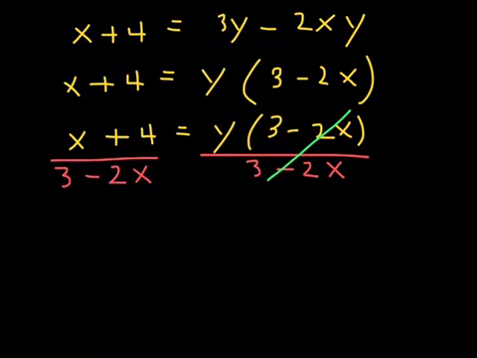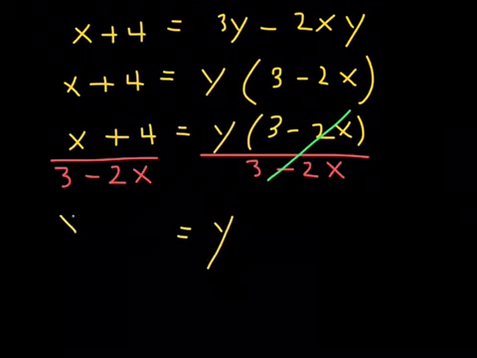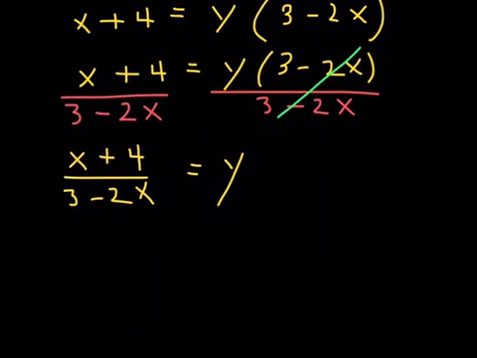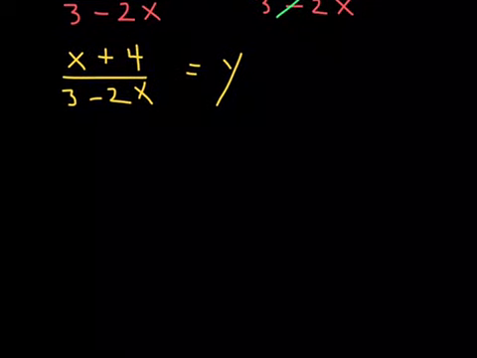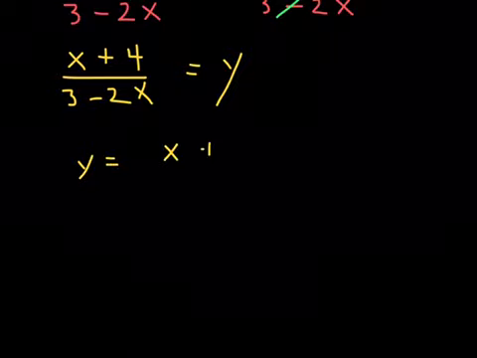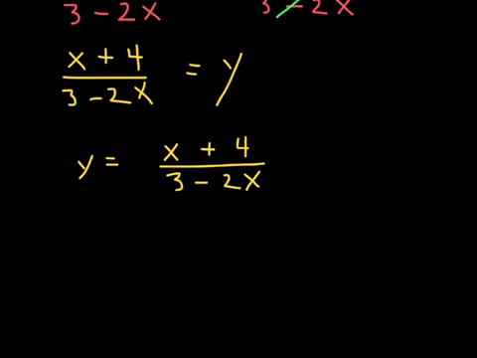All right, so y is isolated on the right. And on the left, you have x plus 4 over 3 minus 2x. Now, I'm going to switch this around and put y on the left side of the equation. Hold on just a second. So you're going to have y is equal to x plus 4 over 3 minus 2x. The last step in this process is to replace y with function notation.